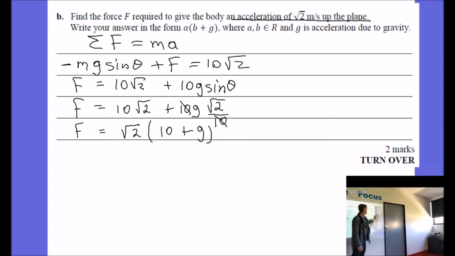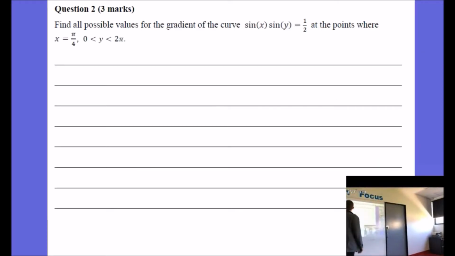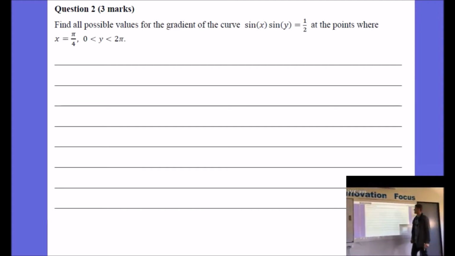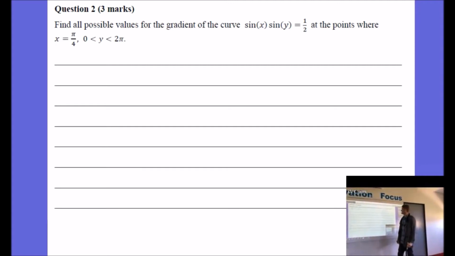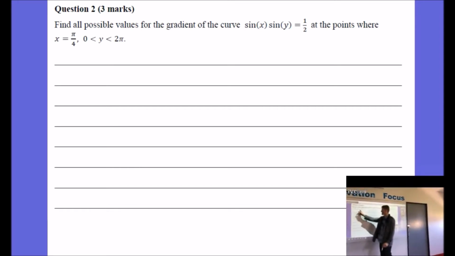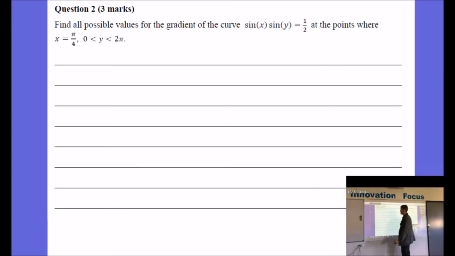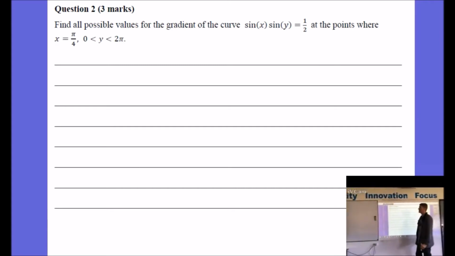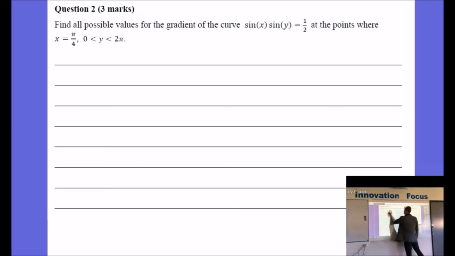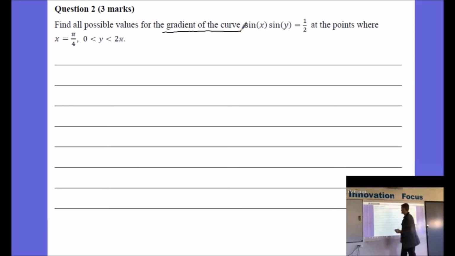Find all possible values for the gradient of the curve sine x times sine y equals a half at the points where x equals pi on 4, across this domain for y between 0 and pi on 2, or 2 pi. The job here is finding the gradient of a curve, so that's a differentiation process.